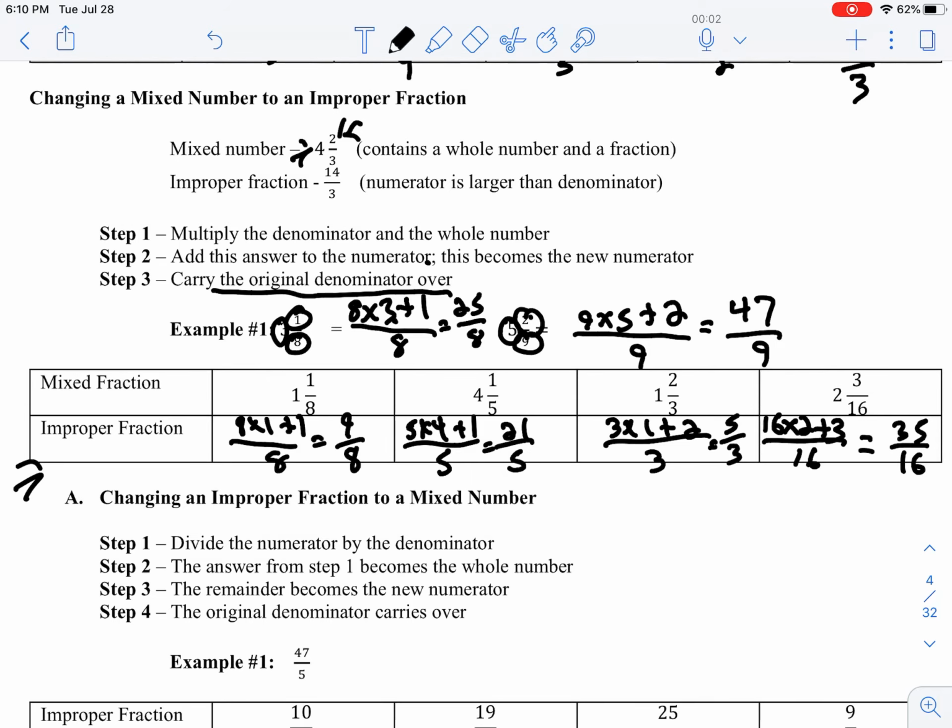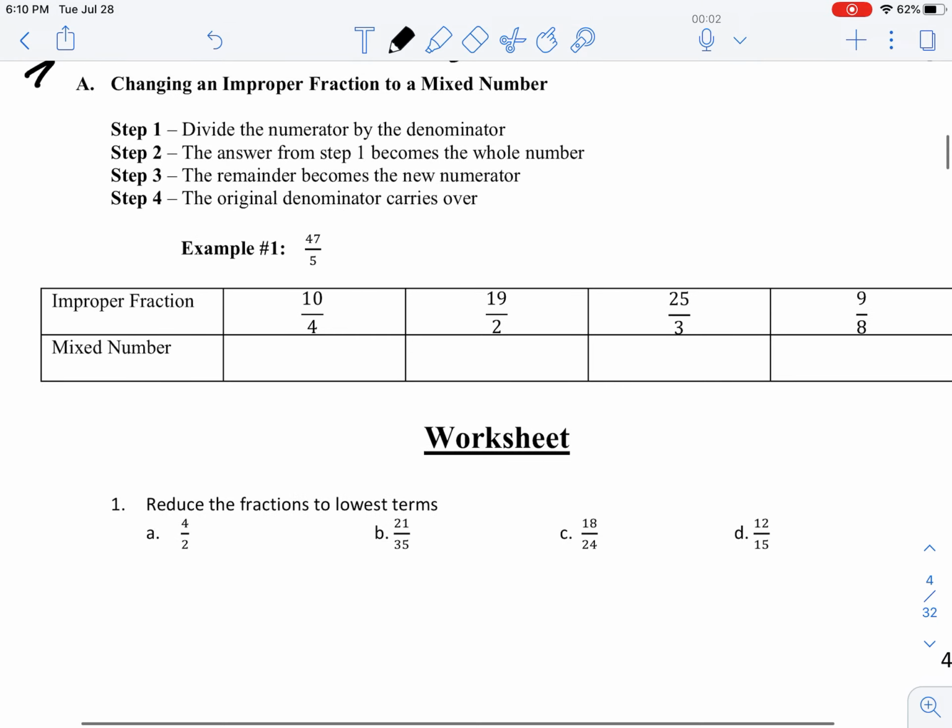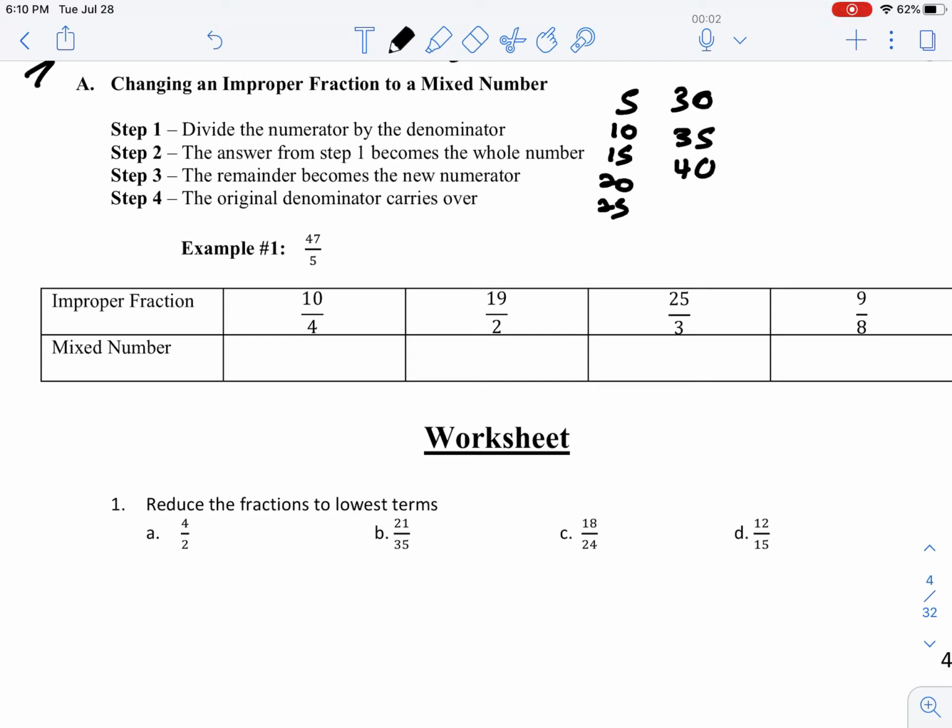Okay. Next, we're going to do the opposite. Change an improper fraction to a mixed number. So, how you would do this. First, divide the numerator by the denominator. So 5 goes into 47 how many times? 5, 10, 15, 20, 25, 30, 35, 40, 45, 50. Well, 50 is too big, so let's cross that off. And it goes in 1, 2, 3, 4, 5, 6, 7, 8, 9 times.